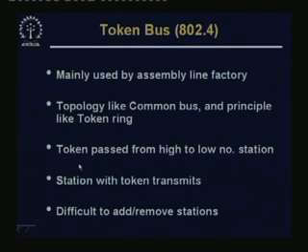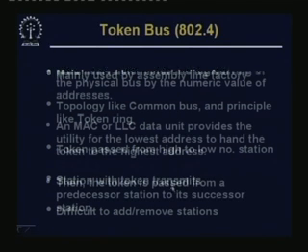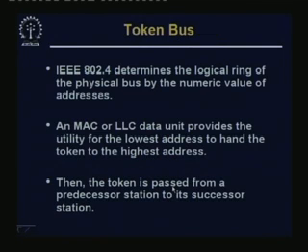Token is some kind of bit pattern which is passed from high to low number of stations. The station with the token will transmit. It is difficult to add and remove stations in this particular case. So, IEEE 802.4 determines the logical ring of the physical bus by the numeric value of the addresses, and the MAC or LLC data unit provides the utility for the lowest address to hand the token to the highest address. Otherwise, the higher address gives the token to the lower address.